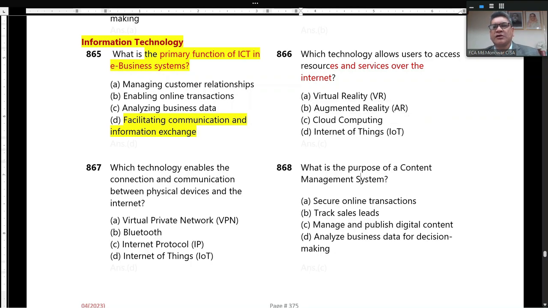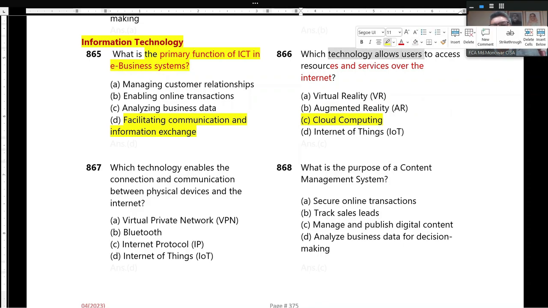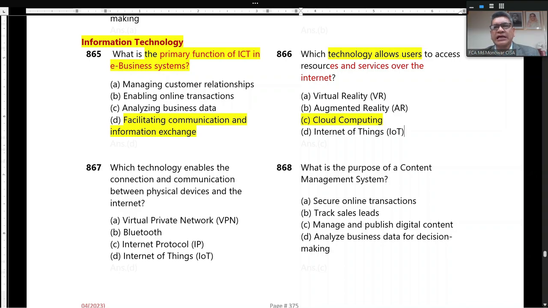Which technology allows users to access resources and services over the internet? Here, cloud computing. Cloud computing technology allows users to access resources and services over the internet. So your answer is cloud computing.